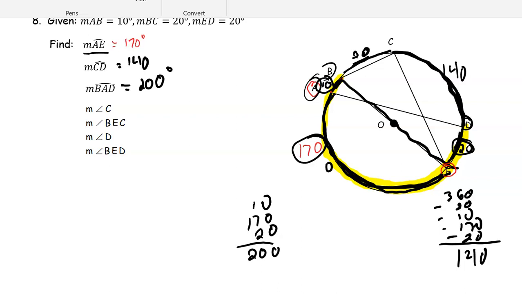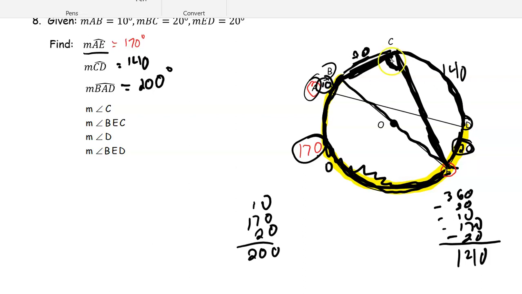All right. Measure of angle C. So here's angle C. Think about what angle C's intercepted arc would be. If angle C is from here to here, that's how we created that. So the arc is going to be running from B all the way over here to E. So add B and E together, that would be 180. It's also going to be half of that, 90.